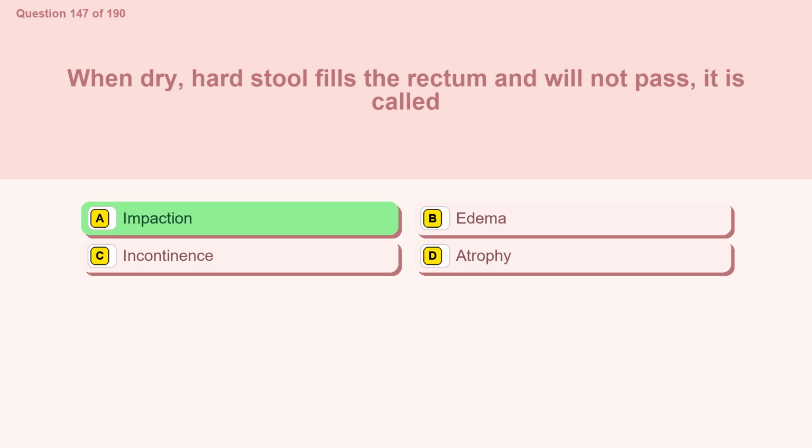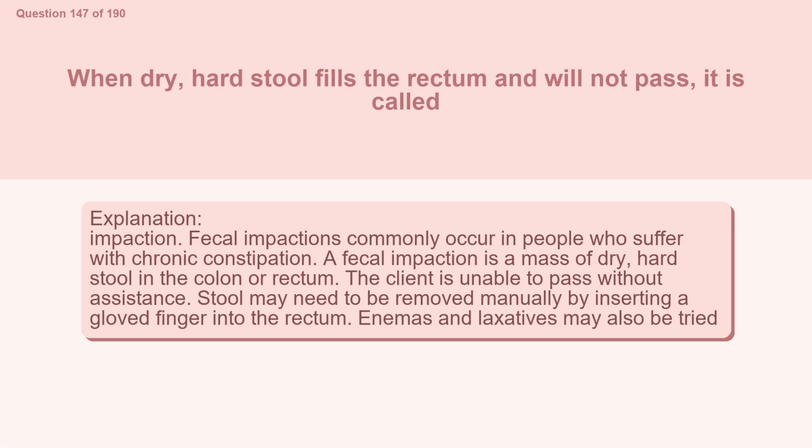The correct answer is option A. Impaction. Fecal impactions commonly occur in people who suffer with chronic constipation. A fecal impaction is a massive dry, hard stool in the colon or rectum. The client is unable to pass it without assistance. Stool may need to be removed manually by inserting a gloved finger into the rectum. Enemas and laxatives may also be tried.